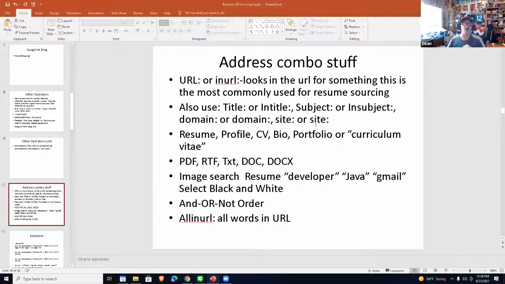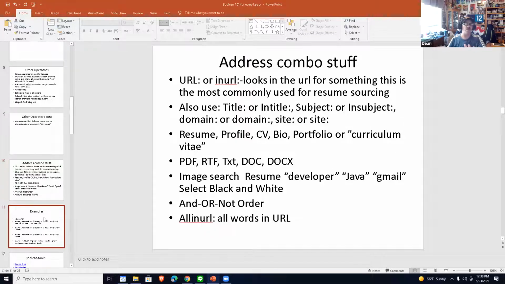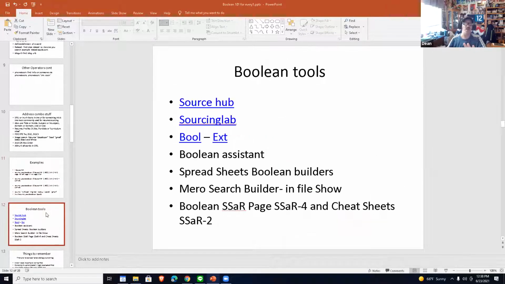Let's do some combo stuff. Before we do that, just simple stuff. Don't forget to look at images. This is some of the stuff I've already talked about. Going to quickly go over it, and then we're going to move on to some really cool stuff.